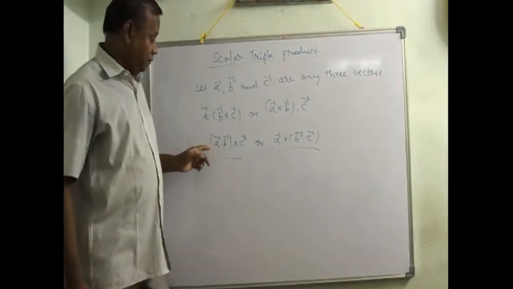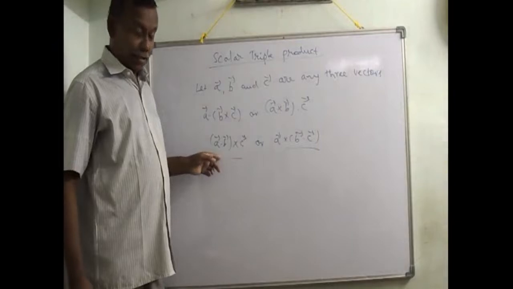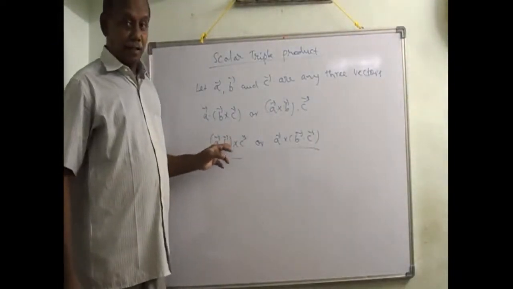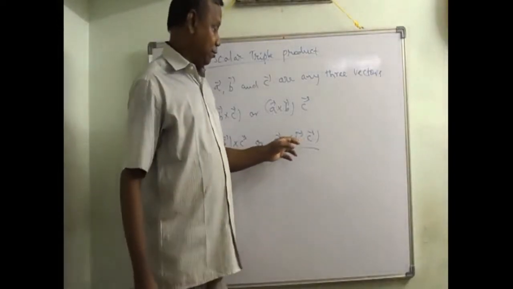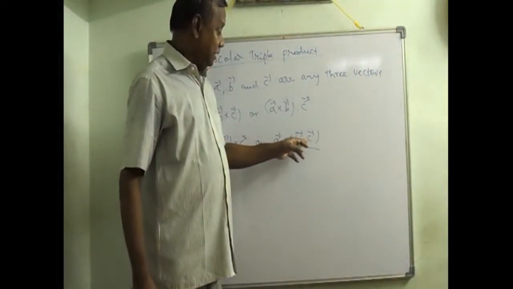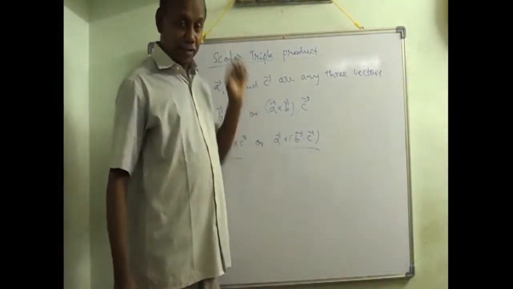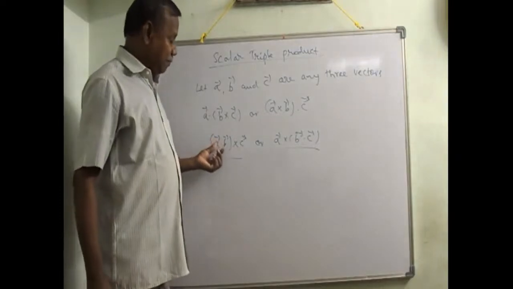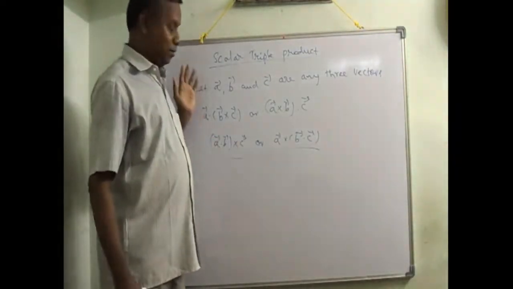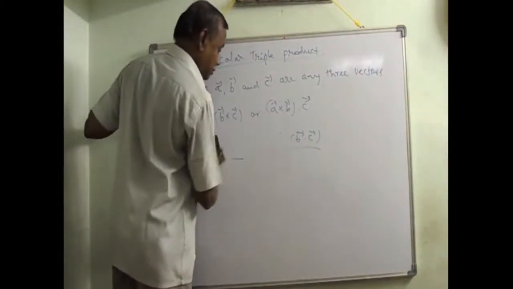But if we take the dot product first, a vector dot b vector becomes a scalar, and between a scalar and a vector we cannot take a cross product. The same here also. b vector dot c vector is a scalar quantity and cannot be crossed with a vector. A scalar quantity has a simple multiplication with the vector, not a cross product or dot product. So these two are meaningless, it is not possible.